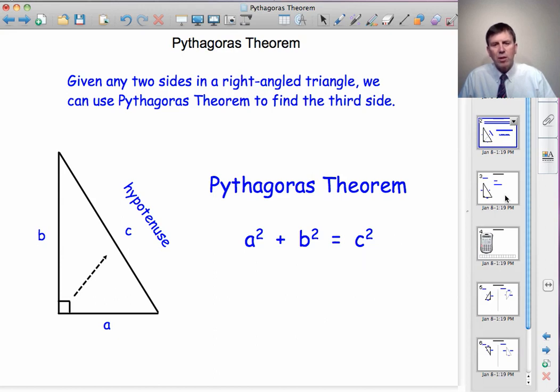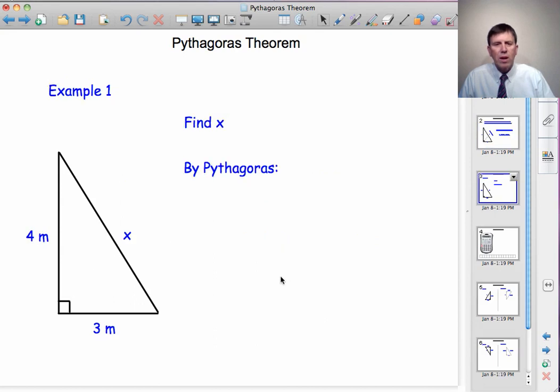Right, let's have a look at our first example. Find x. Now if we're going to use Pythagoras theorem, we should say "by Pythagoras" to say that that's the theorem that we're using. And here I've got a triangle with a side 3 meters and a side 4 meters, and I'm trying to find the third side, x. Well, the first thing I'm going to do is mark on which is the hypotenuse. So the hypotenuse is the side opposite the right angle. In fact, it's the x that we're looking for.